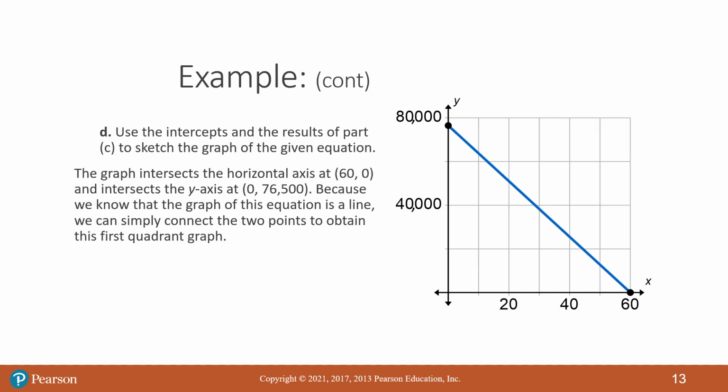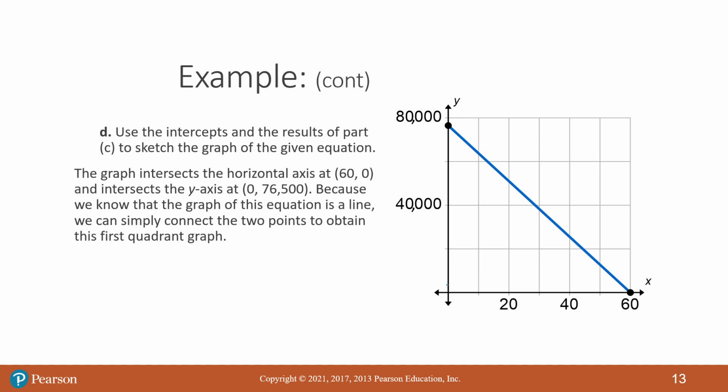Let's look at D. D says use the intercepts and the results of part C to sketch the graph of this given equation. Okay, so let's just say I had this graph over here on the right hand side and it did not already have this blue line on it. Because the blue line is technically what we're supposed to be trying to graph. We can use the intercepts to graph a line because all you need to graph a line are 2 points. And what better 2 points than the intercepts, right?